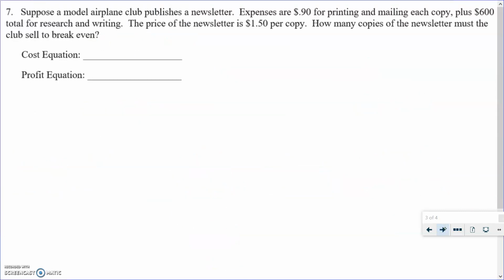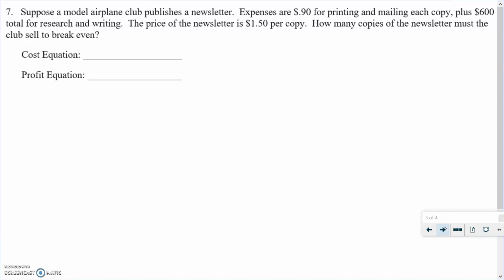So, this is number 7 in your notes. I will post the filled-in notes that have all of the problems, all 2 pages front and back, all 11 problems with all the work shown, but I want to go through a couple of these break-even ones with you as well. So, a model airplane club publishes a newsletter. It's 90 cents for printing and mailing each copy plus $600 total for research and writing. The price is $1.50 per copy. How many copies of the newsletter must the club sell to break even?